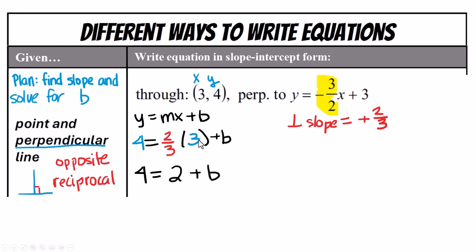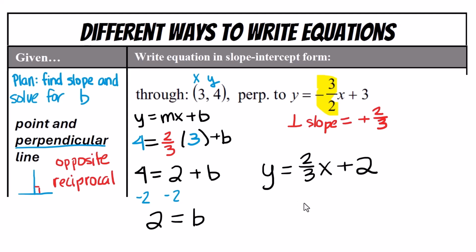You may have learned it that when you multiply a fraction times its denominator, the denominator cancels. That's pretty slick. Subtract 2 from both sides. Our b equals 2, because 4 minus 2 is 2. Right answer, boom, got it really quick.